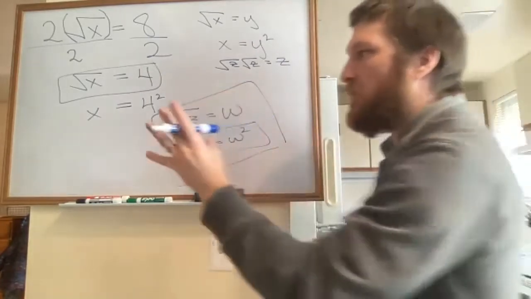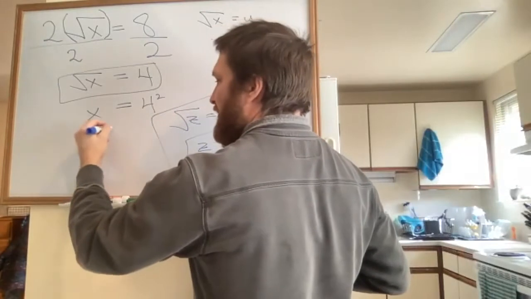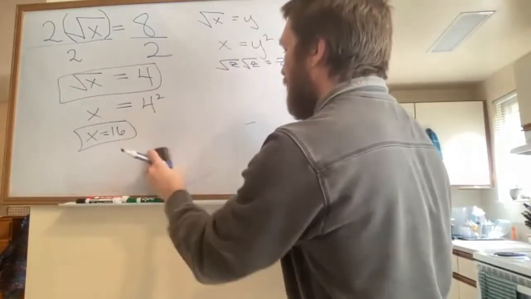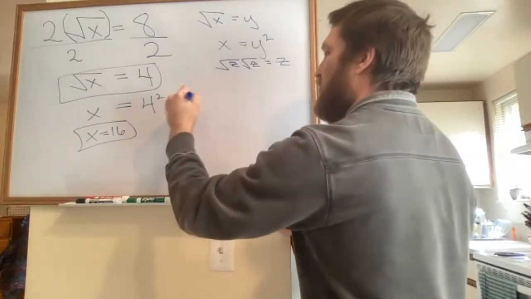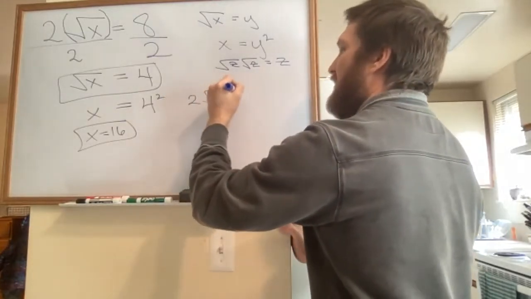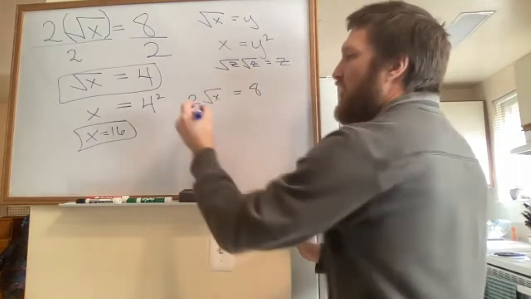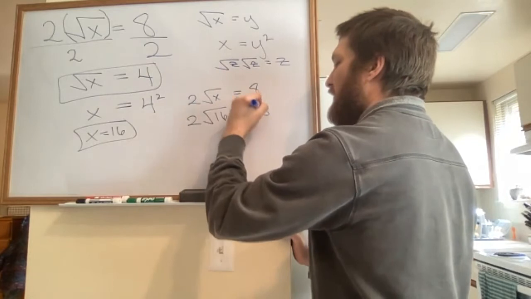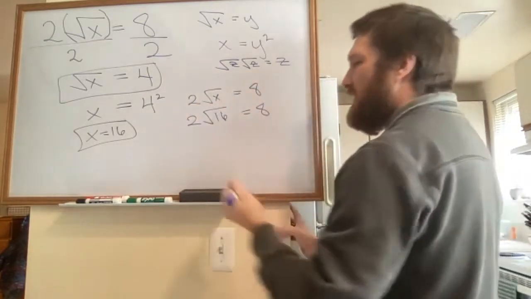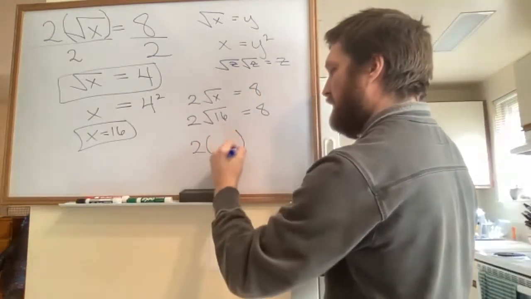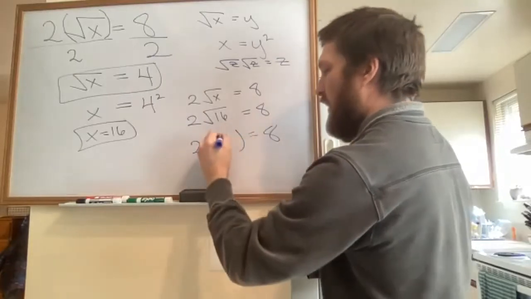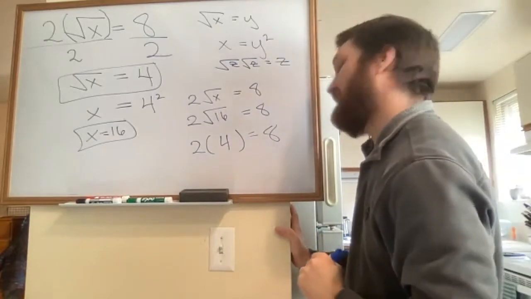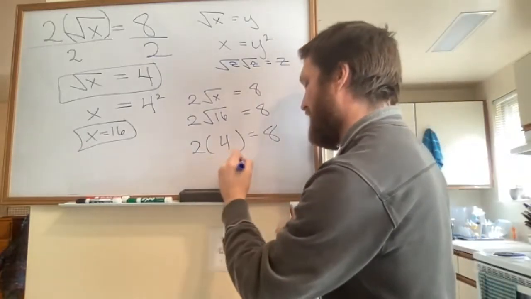And let's just check. So we found that x is equal to 16. Let's plug that back into my original equation and see if that works. We had 2 times the root x is equal to 8. So 2 times root 16, it says, is equal to 8. What's the square root of 16? 4. Is 2 times 4 equal to 8? Yeah. Last time I checked, yeah, 8 equals 8.